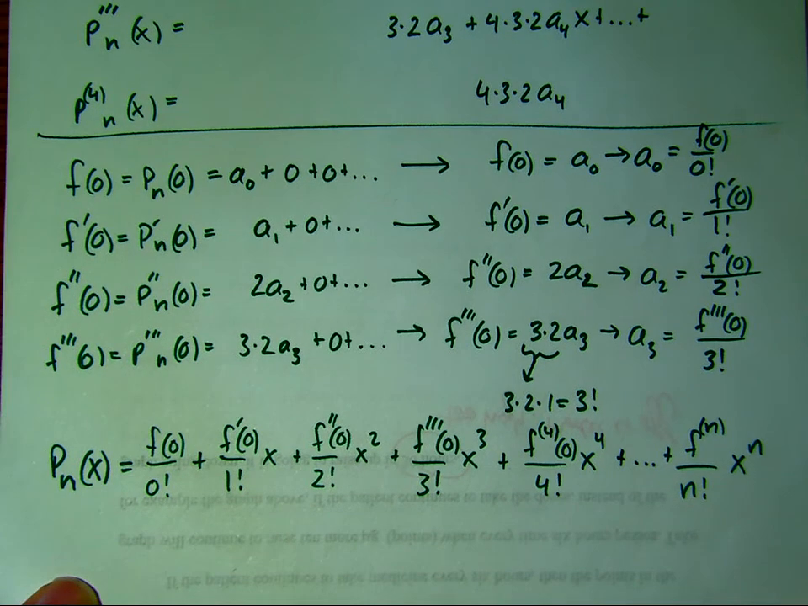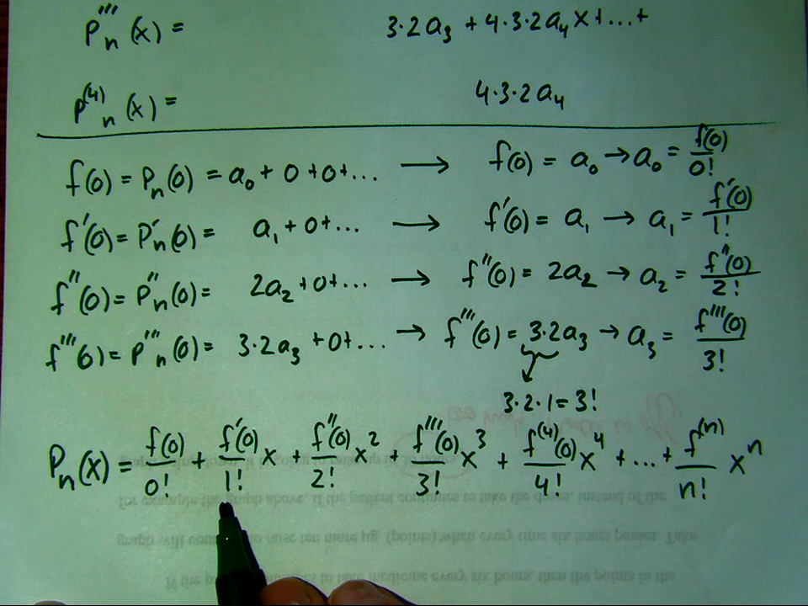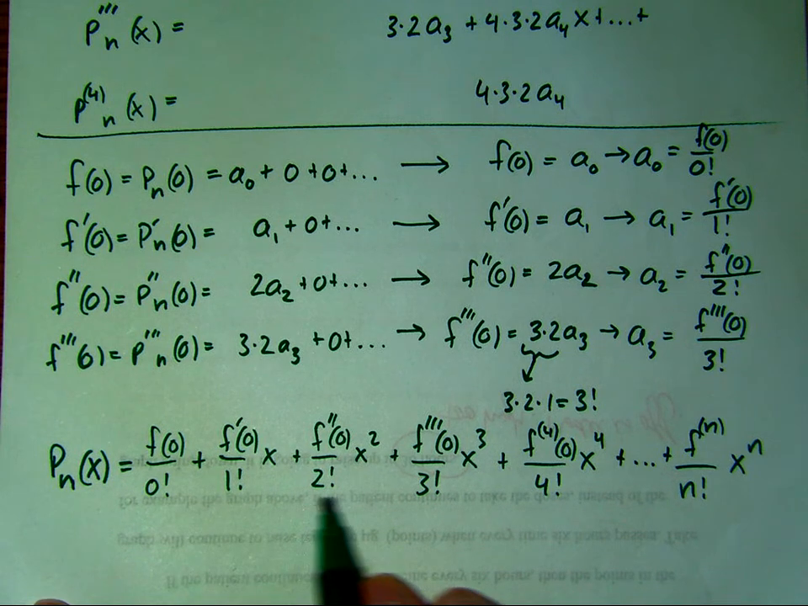And this is called a Maclaurin series. If we just go to some finite degree, that's a Maclaurin polynomial, and we can use it to approximate functions, and the further we go, the more accurate it'll be.